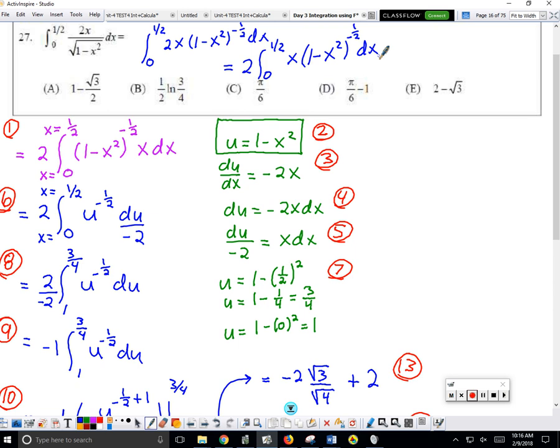Okay, please raise your hand if you successfully got here to number 6. Show me your hands. Who got to number 6 successfully? So you should have on your paper 2 multiplied by integral 0 to 1/2 of u to the negative 1/2 du over negative 2. Who has this written on their paper? Just look at your paper. It's either there or it isn't. 2 points.